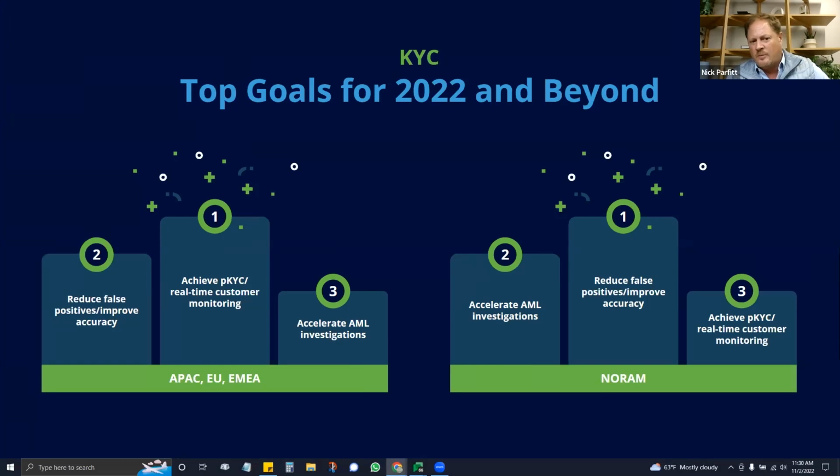Now, interestingly, when we look at the differences between North America versus APAC and EMEA, whilst they're all broadly aligned here, we think potentially the reduction in false positives for North America and LATAM may be due to increased transaction sizes, and the fact that that still represents the biggest pain point for banks in that region. Yeah, I think false positives has been something that has been around for a long time, and I don't see that going away.